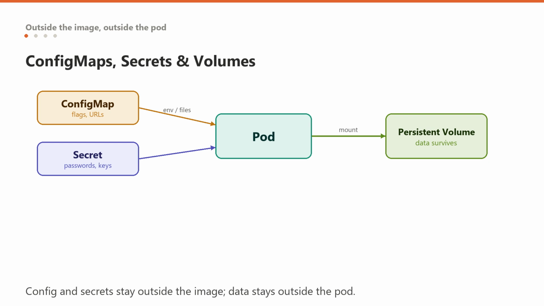And for data that must survive a pod restart, a persistent volume provides storage whose life cycle is independent of any pod. The same idea as Docker volumes, but cluster-wide. Config and secrets stay outside the image. Data stays outside the pod.